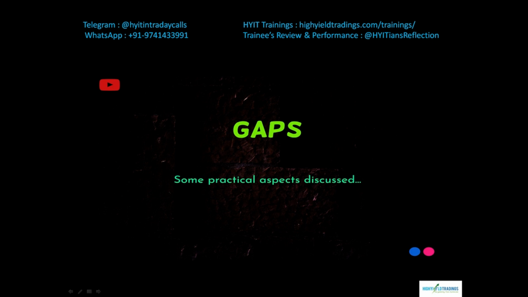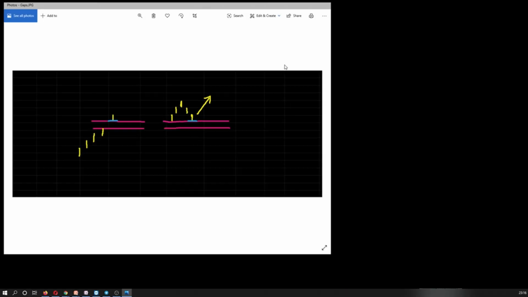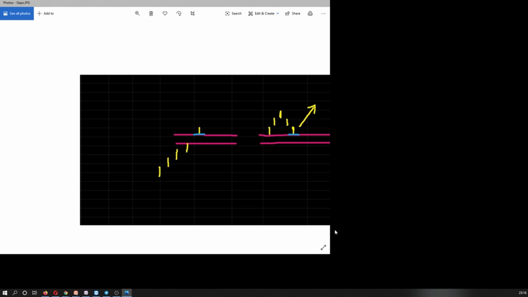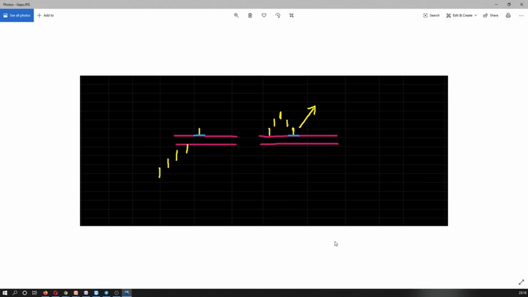In fact, I have prepared a small picture. Let me bring it up, just a moment. This picture explains the thing which I just told some time ago, how to use gaps when it comes to intraday trading. So consider the left picture to be a 1 day time frame, and consider the right hand side picture to be a 15 minutes time frame.